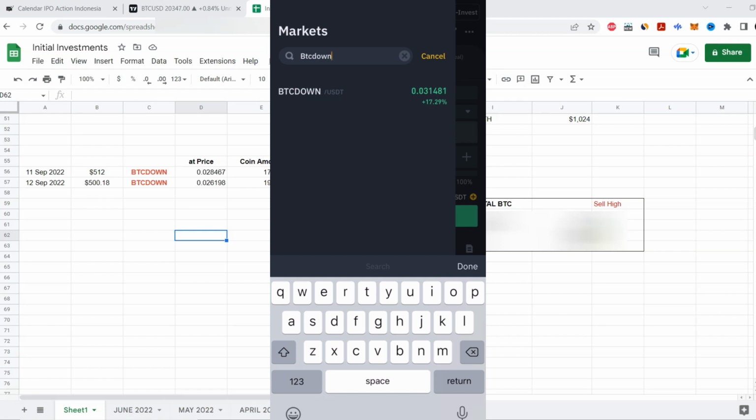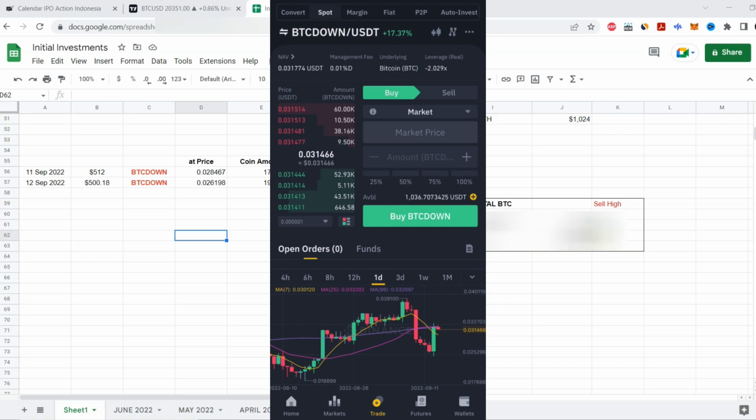So if BTC goes down by, let's say, 7%, BTCDOWN will go up by 14%. If BTC goes up by 10%, BTCDOWN will go down by 20%. So it has doubled. You can see here BTC went down by 7.9% and BTCDOWN went up by 17.37%. So it's almost double. It's double, guys. It's more than double, in fact.